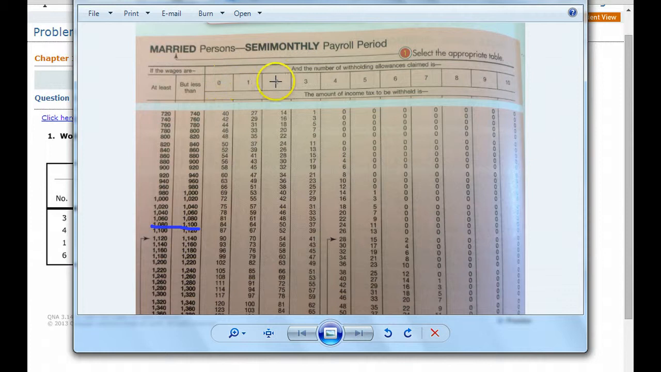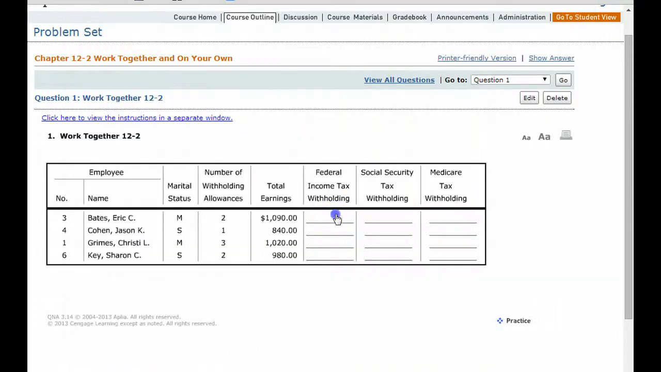So we look for 2 allowances, and we scroll down the column, and we're going to notice that, this is a little bit off just because I took a picture of it, but where they come together, that's $50 taken out of his paycheck. So we're going to put down $50 right here for federal income tax withheld.